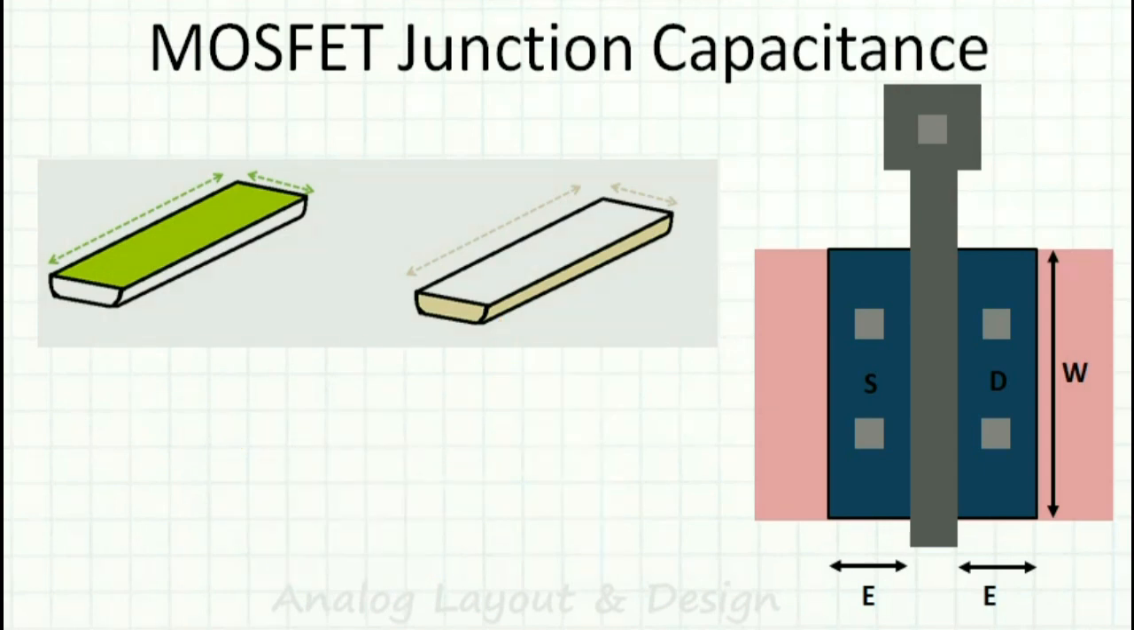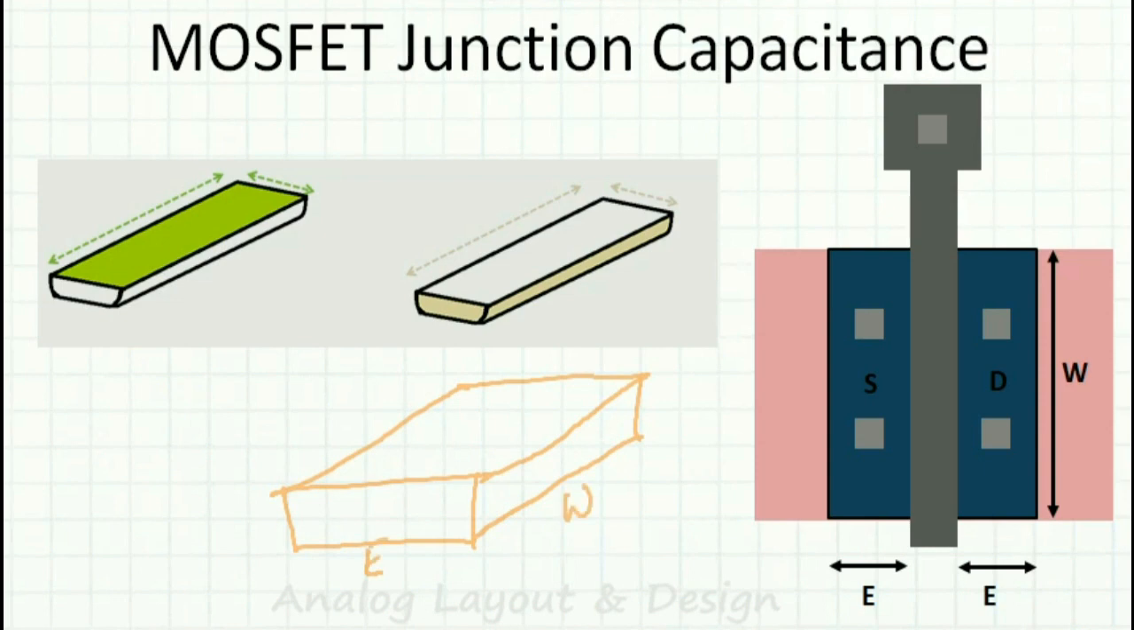So if I write it like this, this is E and this is W. Okay, and this is the thickness. So what is the area of this front face and the back face? It will be the same, right? Front and back. This is the back face and this is the front face.